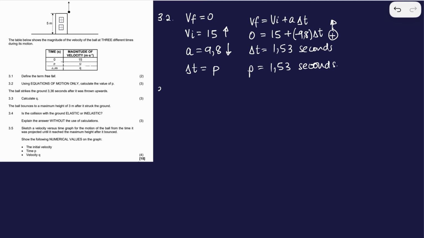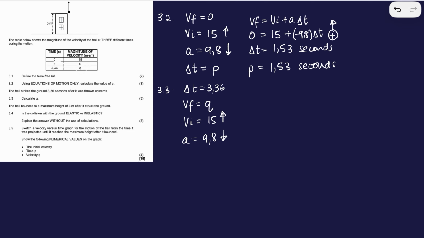Now moving on to question 3.3. They tell us the ball strikes the ground 3,36 seconds after it was thrown upward. So calculate Q. So Q is the magnitude of the velocity when the time is 3,36. So we know the time this time. It's t is equal to 3,36. We don't know the Vf. The Vf is the letter Q. Vi is still going to be 15 upward, and the acceleration is going to be 9,8 down.